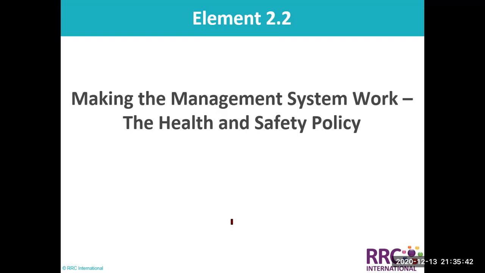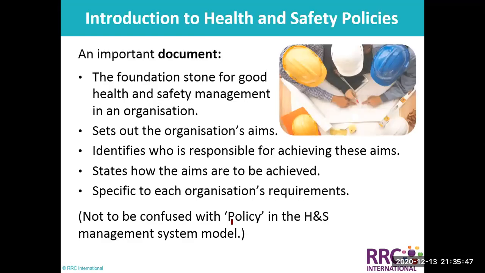Now, element 2.2, making the management system work: the health and safety policy. We're looking at policy in isolation. So, introduction to health and safety policy. Health and safety policy is an important document, the foundation stone for good health and safety management in an organization, because it sets out the organization's aim, what they intend to do, what they intend to achieve. It identifies who is responsible for achieving these aims and states how the aims are to be achieved.